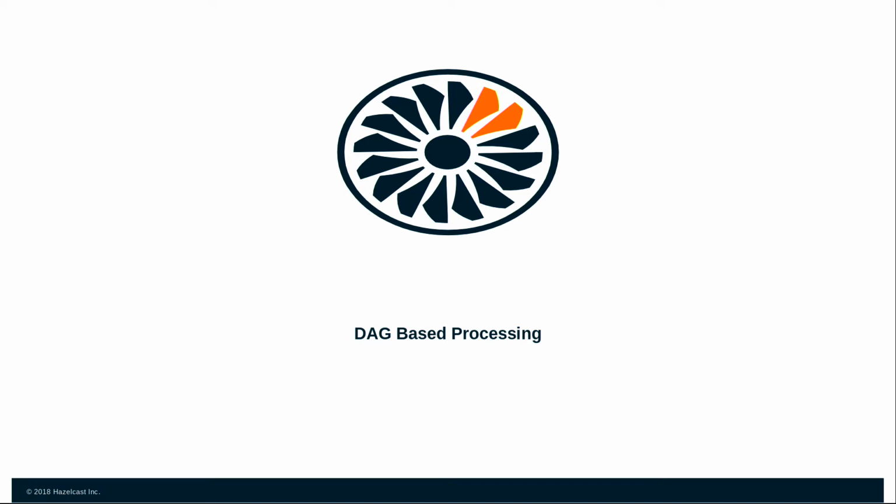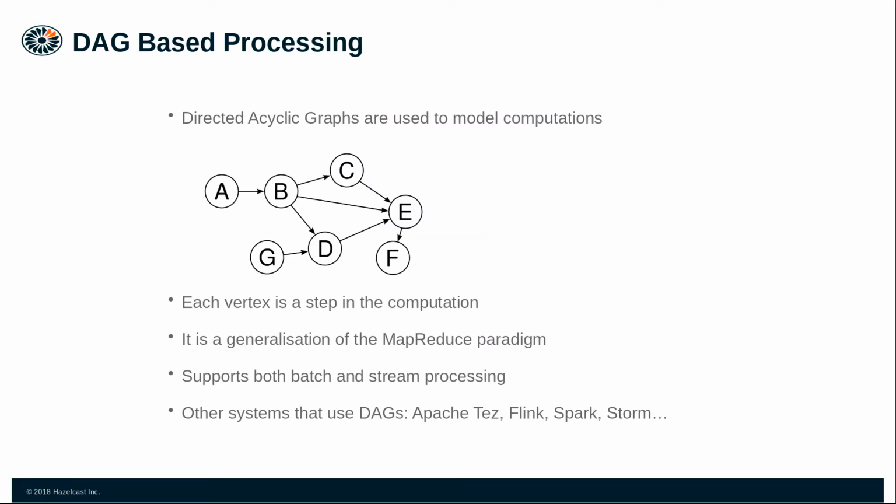Okay, so we talked about DAG based processing, but actually what is DAG based processing? So it's actually used to model how we're going to be doing the computations. Okay, so these are called vertices. They represent a step in the computation. So it's actually a generalization. You can think of it as a generalization of MapReduce.